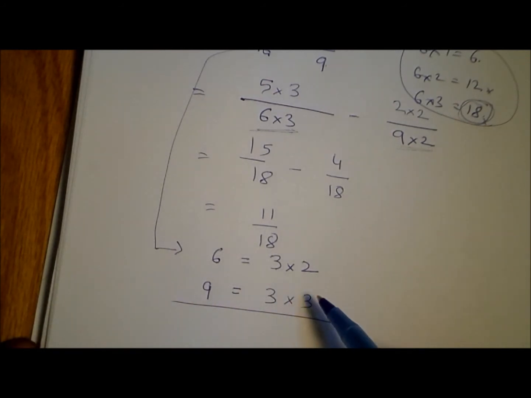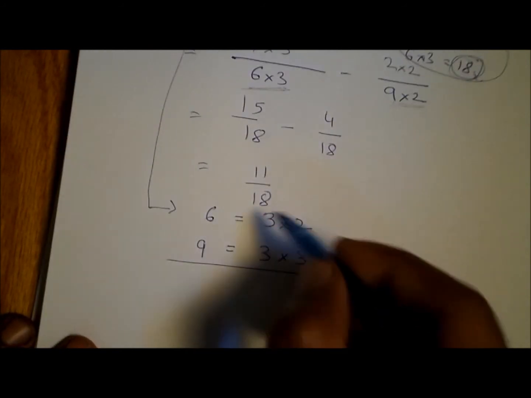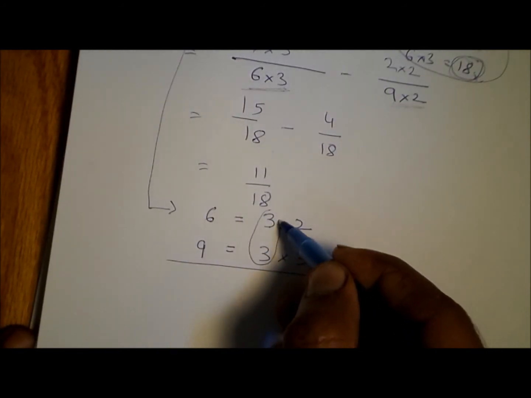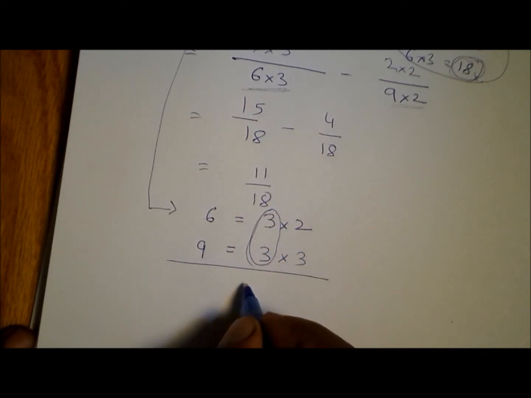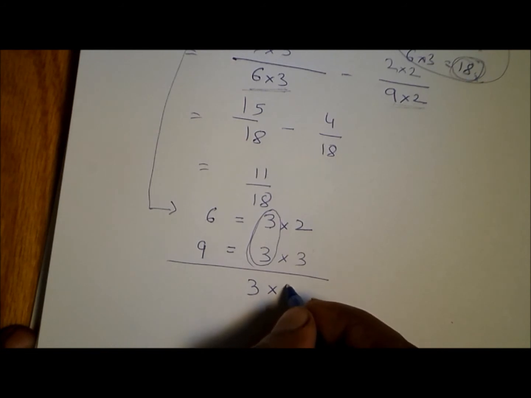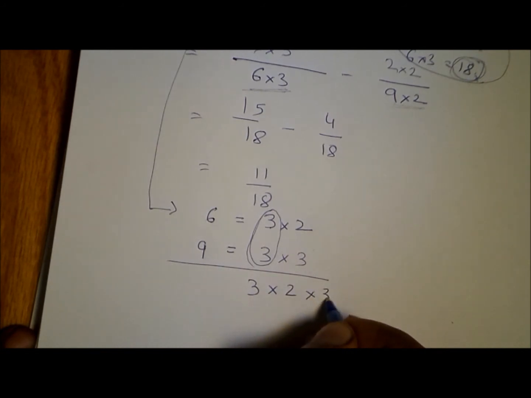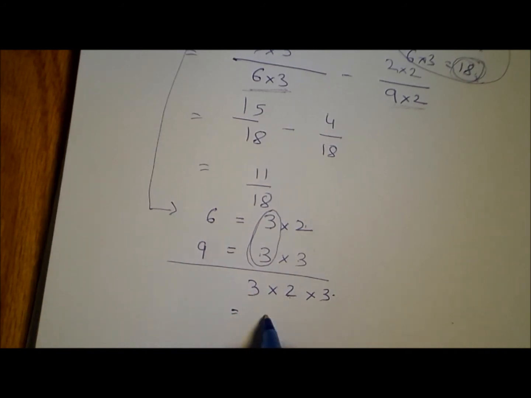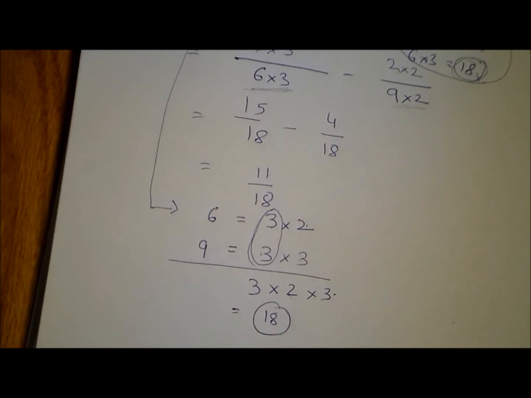Now, with this represented, you find the common factors. 3 is a common factor, you circle it out. And then we write 3 only once. Then all other numbers, we just go on writing 3 into 2 into 3, and that gives us 3 into 2 is 6, into 3, 18. 18 is the least common multiple.